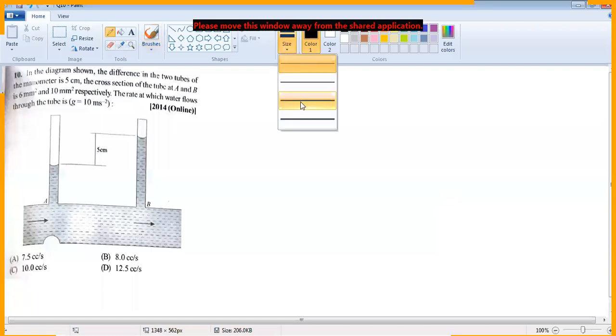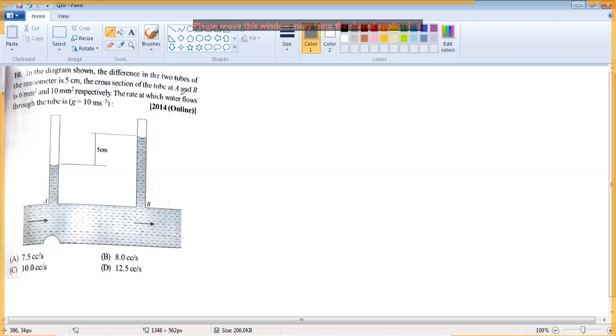Venturi meter. Look at this question. In the diagram shown, the difference in the two tubes of the manometer is 5 centimeter. Cross section of the tube at A and B is 6 millimeter square and 10 millimeter square respectively. The rate at which water flows through the pipe, very clear.